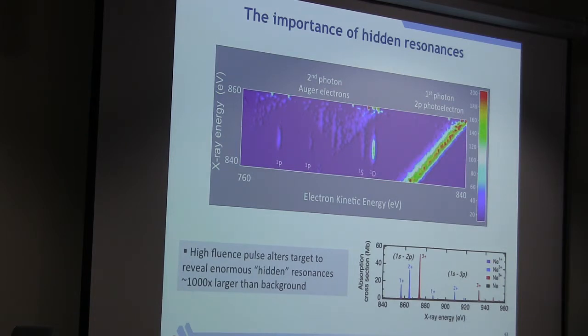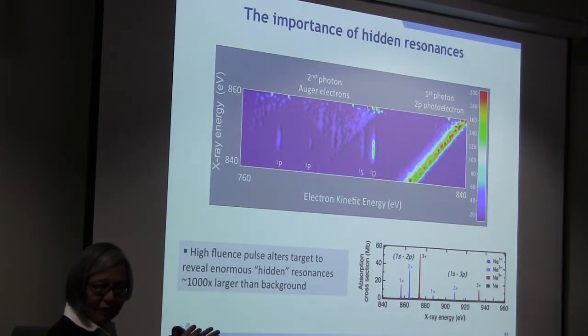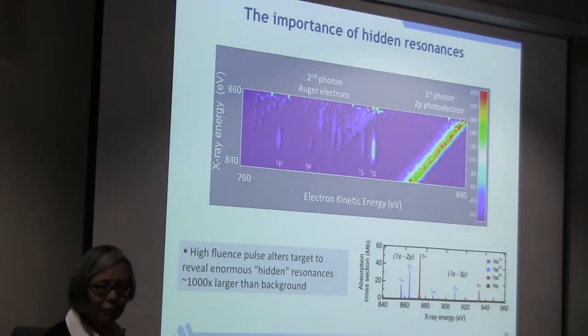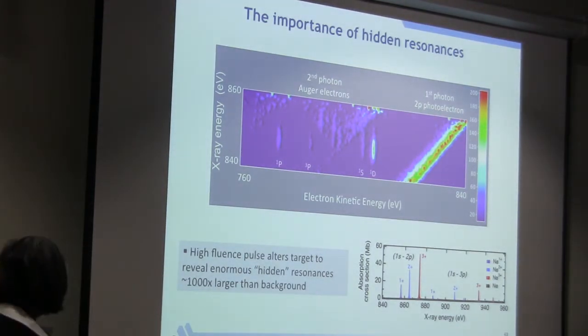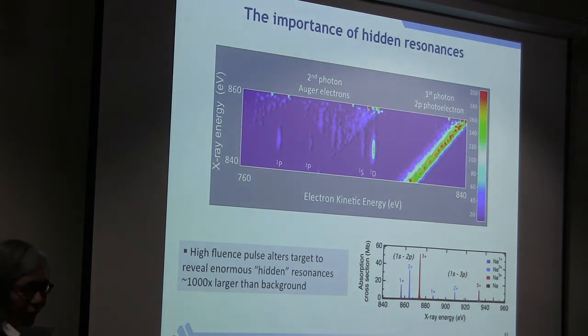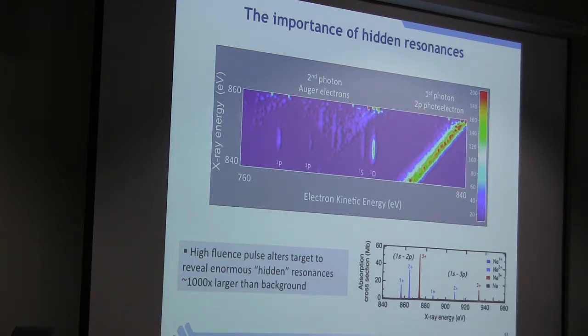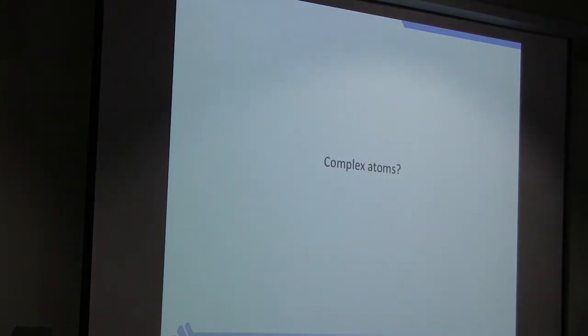And, of course, this importance of hidden resonance should be emphasized to some degree, because if you're going from 0 to 10+ in 100 femtoseconds, there are resonances all over the place, right? And so what happens is that this high fluence pulse is altering the target, and there are these enormous hidden resonances which are way higher than the background. So here you can see resonances for 1s to 2p and the 1+, 2+, and 3+ ion stage. If you happen to sit your photon energy on one of those, you can do all kinds of damage. But what about something more complex than neon?